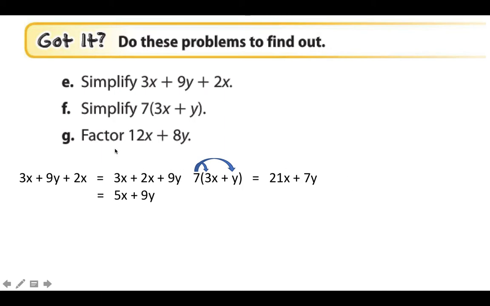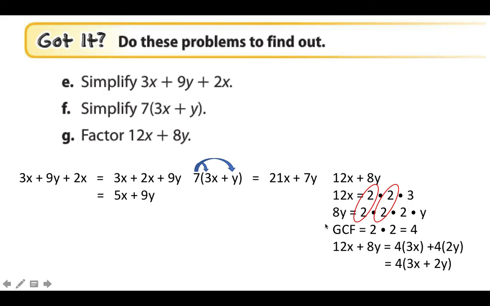In G, we are to factor 12x plus 8y. Remember those steps. We've got to identify our GCF. So we need to find the prime factorization of 12x. That's 2 times 2 times 3, times x. I forgot my x here. 8y is 2 times 2 times 2 times y. So we're going to circle our like terms, which is 2 and 2. So our GCF is 4.